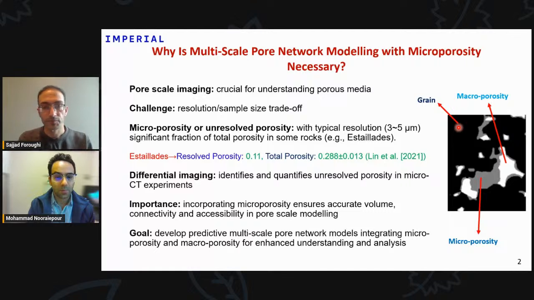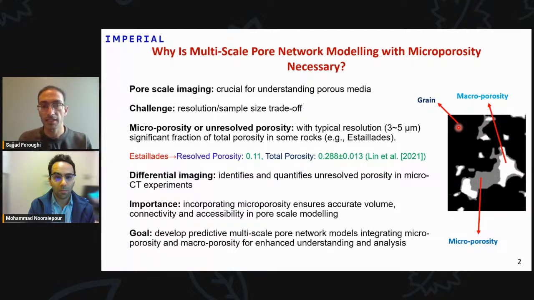With the micro-CT laboratory equipment that we have, we can get a resolution between 3 to 5 micron, not lower than this. So if the porous material has pore space smaller than this size, we cannot resolve it. So there is always a sub-resolution porosity.